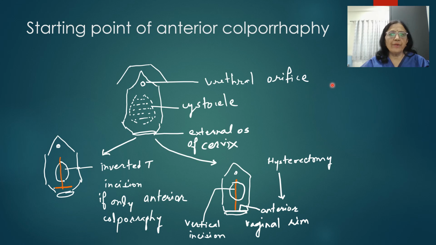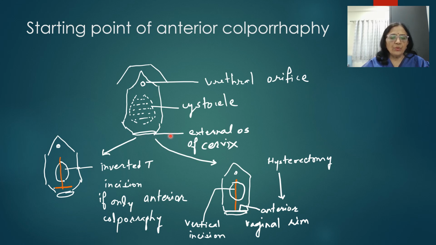So the starting point of anterior colporrhaphy is, as this is the usual picture we can see when we start doing the surgery. This is the urethral orifice and an indwelling catheter is kept so that throughout the procedure the bladder is kept empty. This bulge over the anterior vaginal wall is the bulge of cystocele, and this is the external os of the cervix.